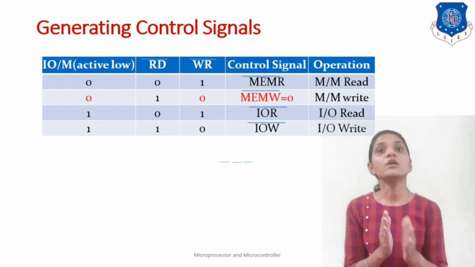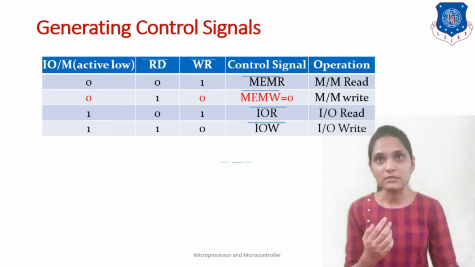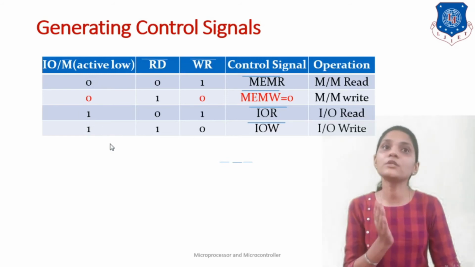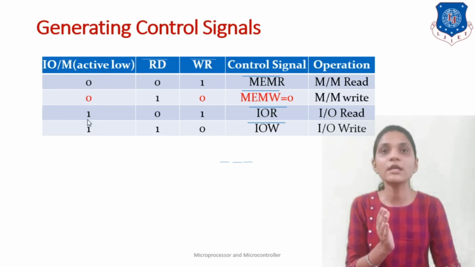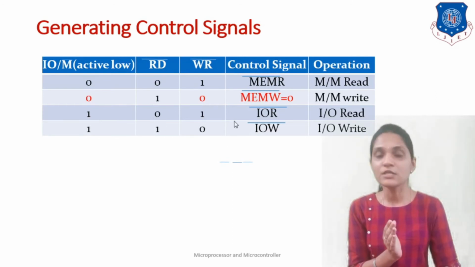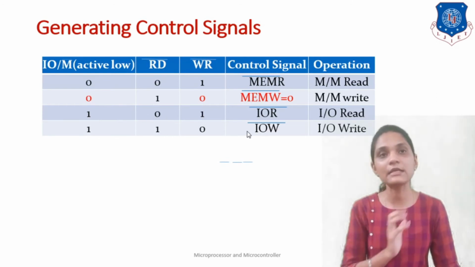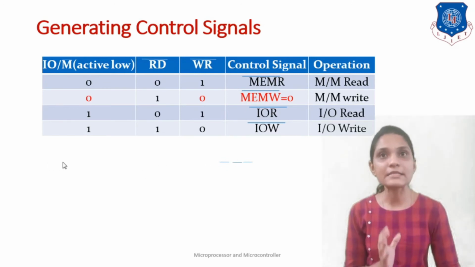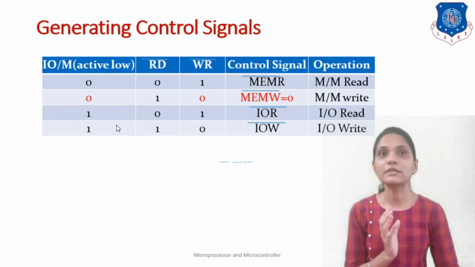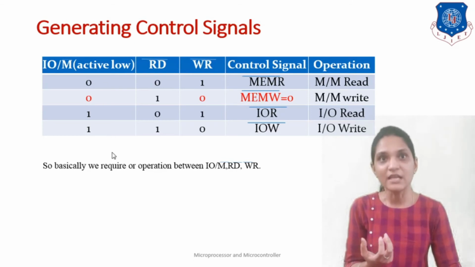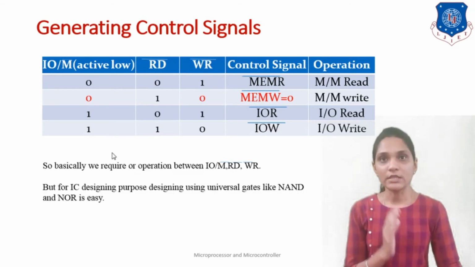So we have to invert this signal. First we invert IO/M bar and then provide it to the OR gate. Whenever it is 1, it is inverted to 0 and then provided to the OR gate along with RD. So you can combine this 0 0 and get the activated output as 0. This is the basic circuit we require to generate the different control signals. You can consider it as a simple OR gate. But there is one constraint.